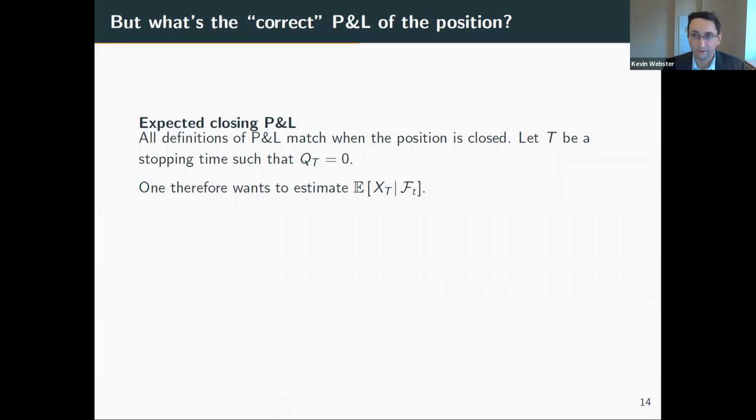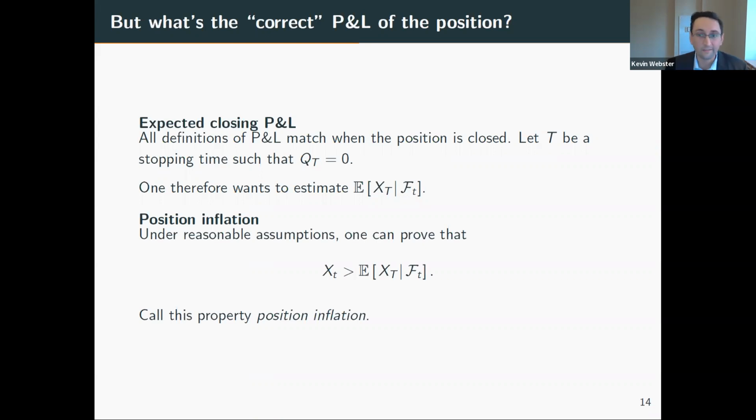So let me give myself a stopping time t at which my position is closed, and I will call X_t the closing P&L. In some sense, the intuition that most people have is that they want to see the expected closing P&L of their position. And intuitively, you'd think that the accounting P&L is an estimate of the closing P&L of a position. The answer is that's not the case. Part of that is just you need to be able to liquidate a position, but even taking into account liquidation costs, or even if you choose not to liquidate the position, you still have this property that I call position inflation.